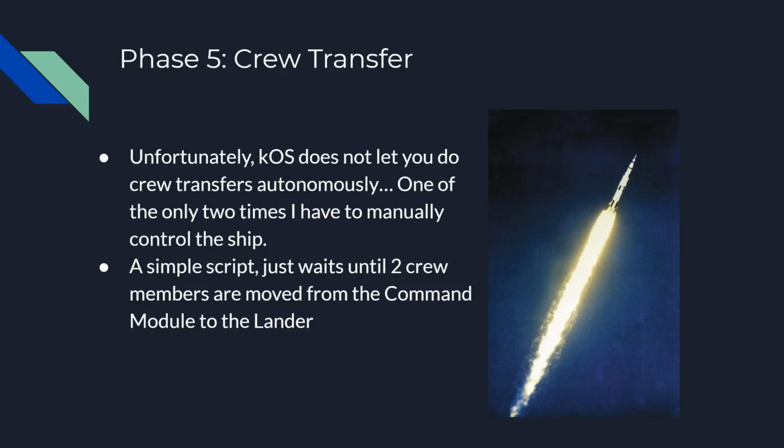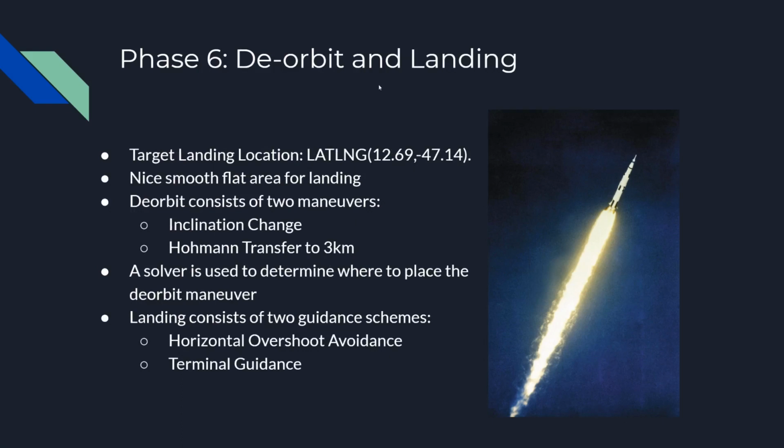All right, now that we've detached, we can begin phase 5 and phase 6. Those two will be together in the video since phase 5 is pretty simple and short. Phase 5 consists of me having to manually move over two crew members from the lunar module to the lander. Unfortunately, I had to do that because kOS doesn't let you do that autonomously, so it's one of the times where I had to break the autonomy. But after you do that, the script continues on and sends a message to the lander to continue running its portion, which is the deorbit and the landing phase.